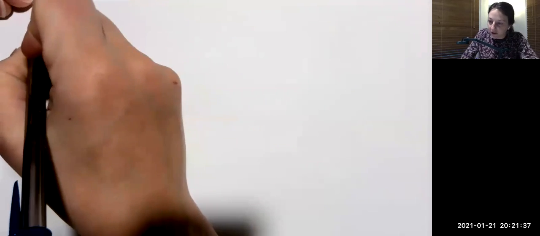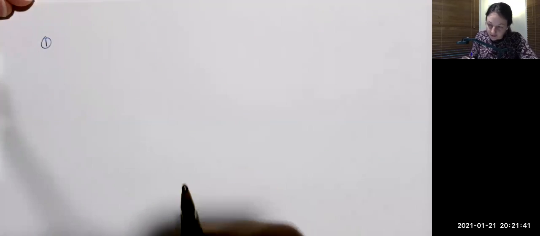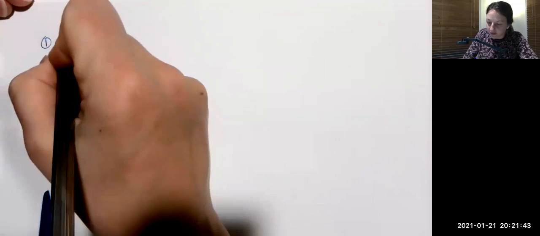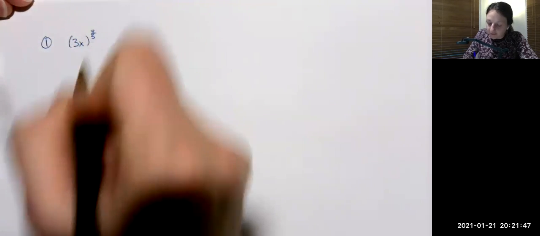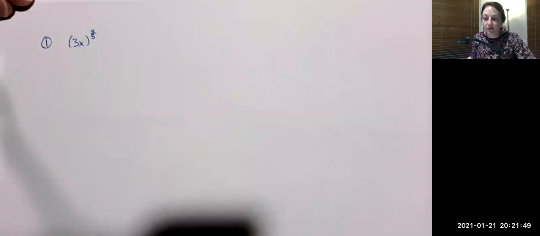So I'm going to jump around and I'm going to go out of order, but I'm going to start my video with problems 1, 2, 6, and 10. So problem 1 says to write an equivalent expression to 3x to the 8/5 power in radical form.